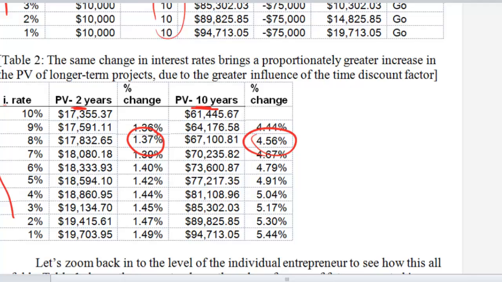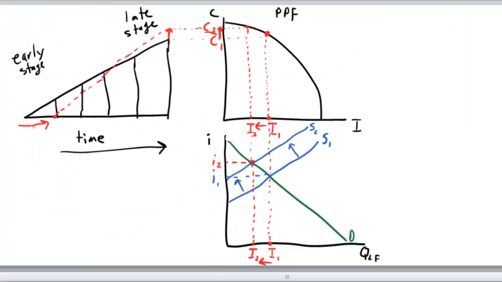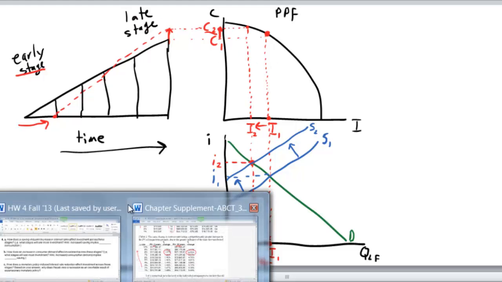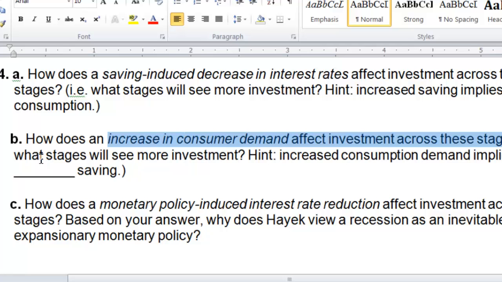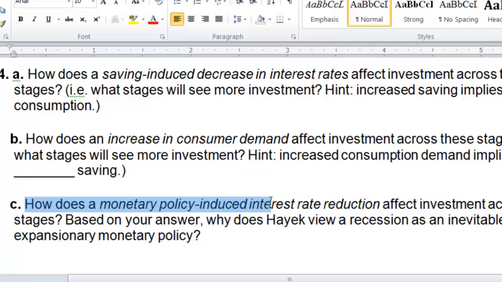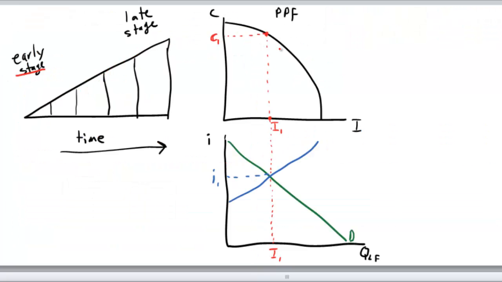We are going to make this kind of move where we reduce long-term early-stage investments and we increase short-term late-stage investments. Okay, so that's option 2 right here, or option B. Finally, how does a monetary policy-induced interest rate reduction affect investment across these stages? Okay, back to our initial model.